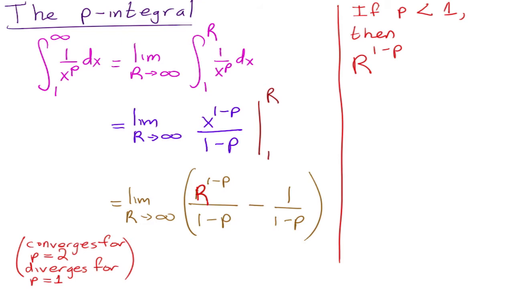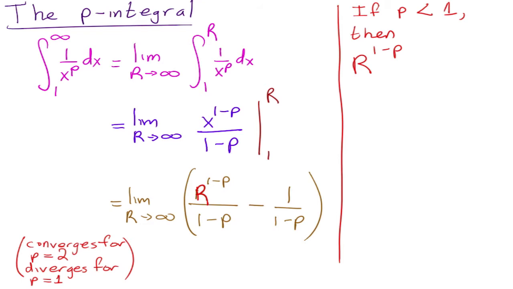Imagine 0, negative 1, negative 2, negative 3, negative 4. r gets bigger and bigger, right? Because r is going to infinity, but what's happening to the exponent? When p is 1, the exponent 1 minus p is 0. So if you go less than 1, then this is positive, right?